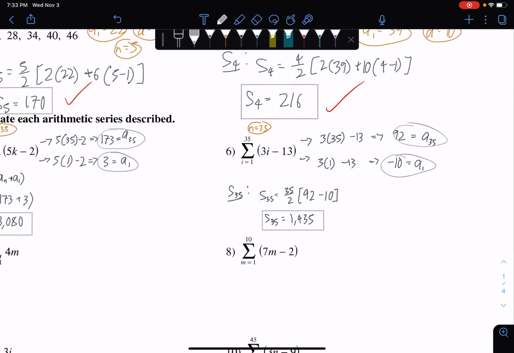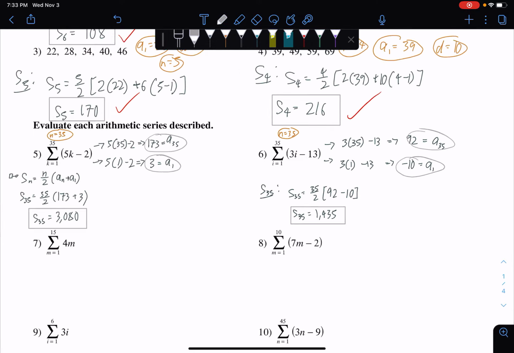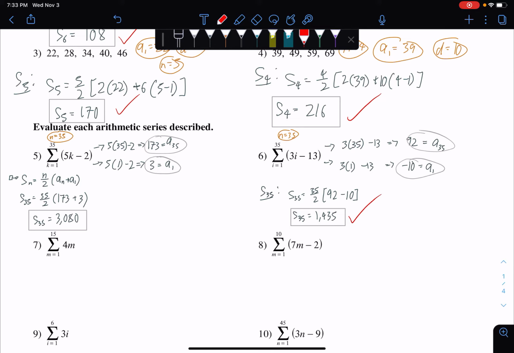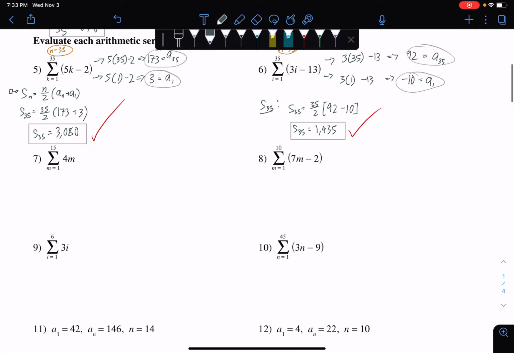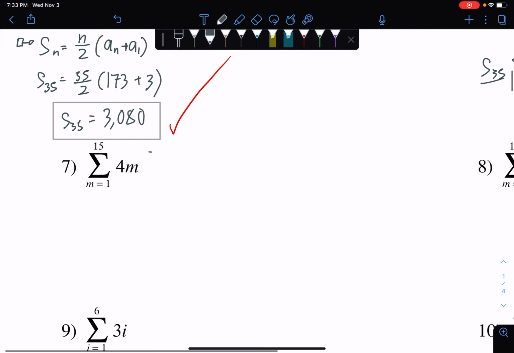There you go. So also according to the answer key, 1435 is correct, and S sub 35 is 3080. Let's move on to number 7. The same process, this time it's a little easier, I think.